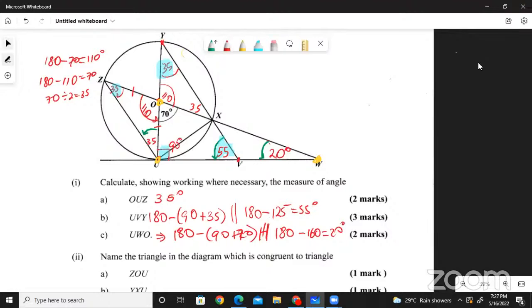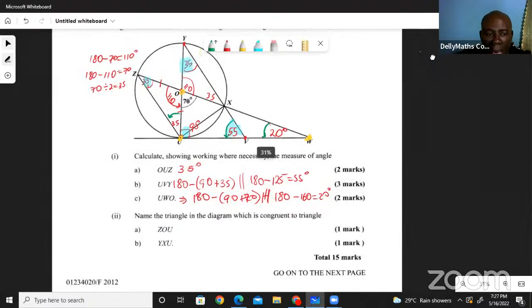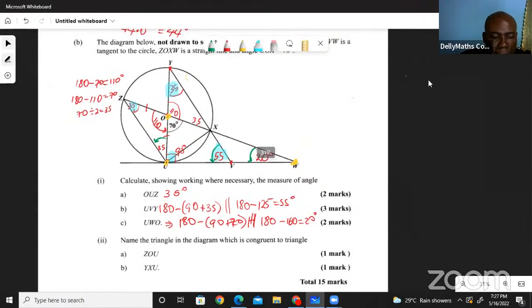So we want to find two triangles, one that is the same as ZOU. ZOU is the same as YOX. Look at them, YOX. So we could say this one is YOX. So triangle YOX is twinning for triangle ZOU. All right, so that's one.